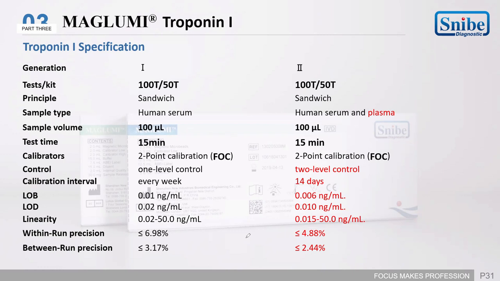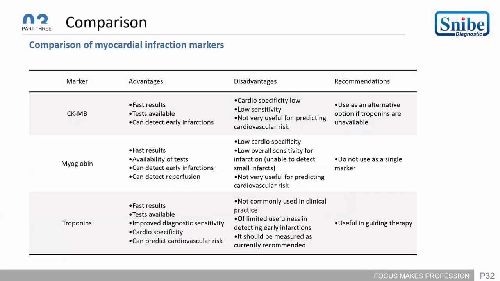If we talk about the simple precision and the complex precision, we have improved in the second generation. The simple precision is 4.88 as compared to 6.98 in the first generation. We have also improved the complex precision coefficient of variation, which is 2.44 in the second generation of troponin I as compared to 3.17 in the first generation. So this is an edge in the second generation of cardiac troponin I, that is CTNI.